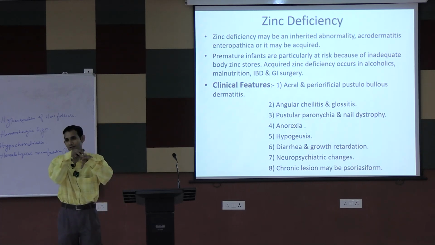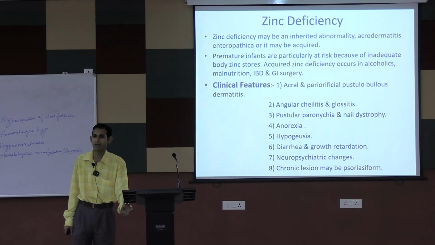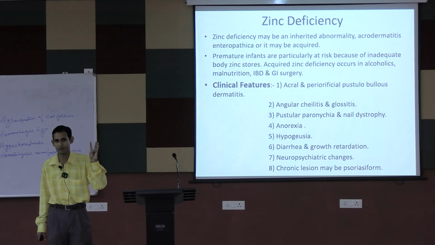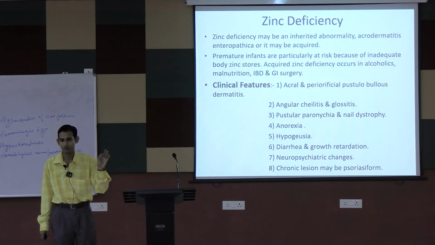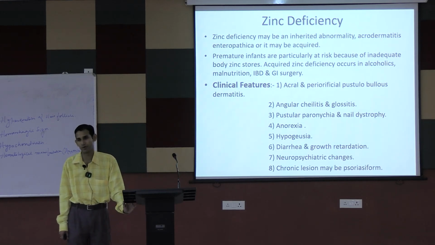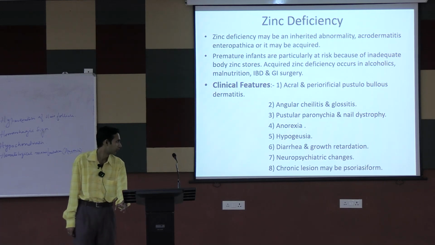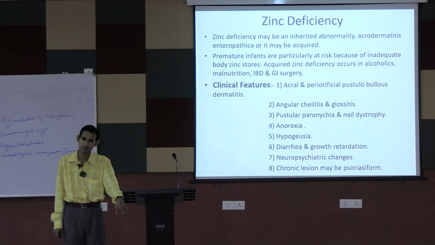Chronic lesions are usually psoriasiform, that means psoriasis-like, clear-cut lesions. So most important is the acral or periorificial pustulobullous dermatitis, bullous or pustular lesion with erosion of the mucosa, and also recurrent and repeated attacks of diarrhea, angular cheilitis and glossitis with burning mouth syndrome, and psychological problems. These are the most important things. And loss of taste sensation, anorexia, are also important.